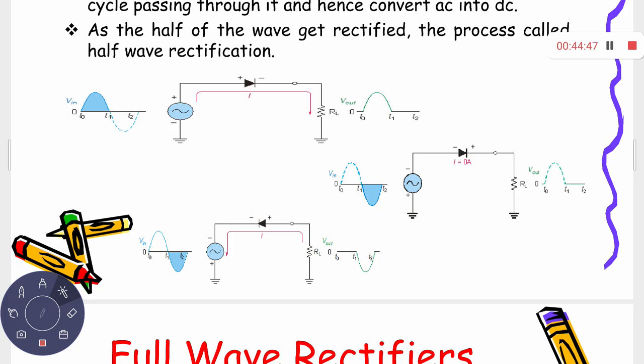So during the negative half cycle, the current will not flow. During the positive half cycle, the current will flow. What happens in the negative half cycle? That's why it is zero current, zero ampere.